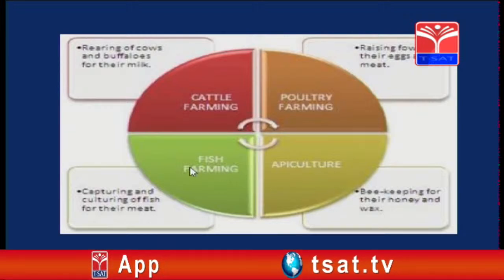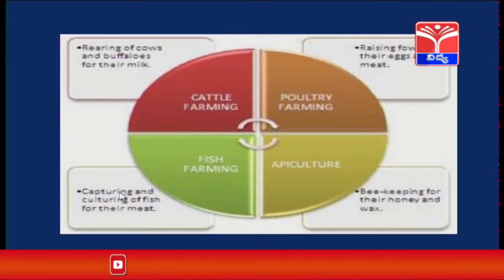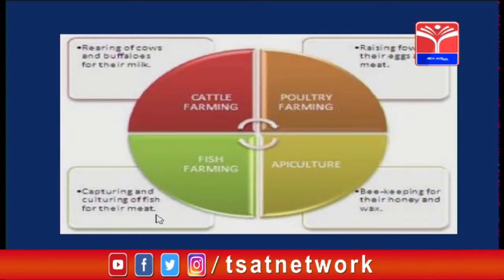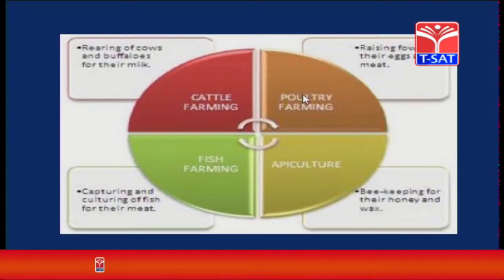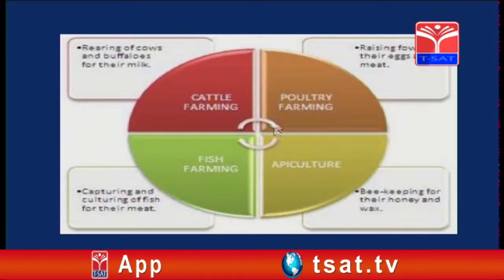And the last one is fish farming. So, what does it include? It includes capturing and culturing of fish. For what purpose? For their meat. So, altogether, cattle farming, poultry farming, apiculture and fish farming are together called animal husbandry.